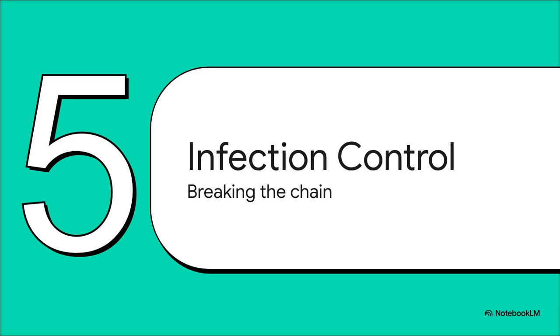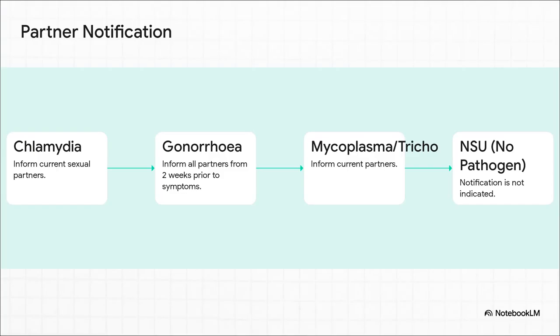Okay, section 5. We've treated our patient, but the job isn't done. Now we have to zoom out and think about the public health picture. How do we break the chain of transmission? Partner notification is really the cornerstone here, and the protocols are very specific to the bug.